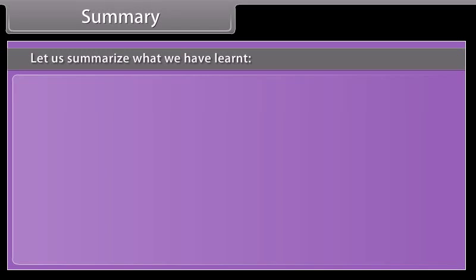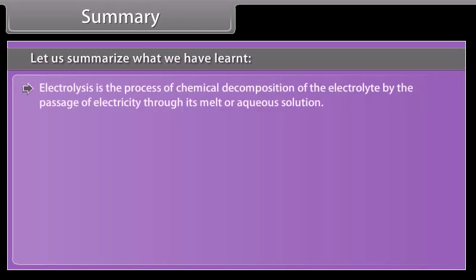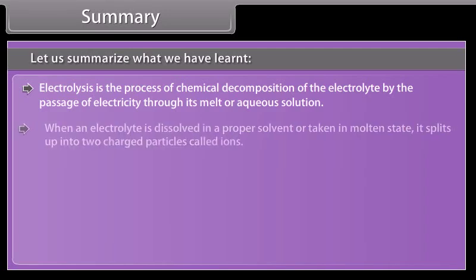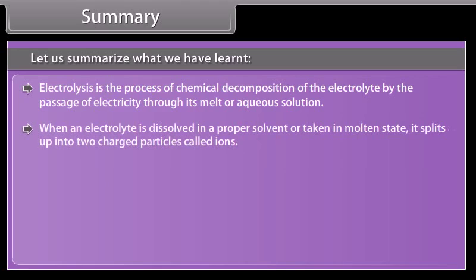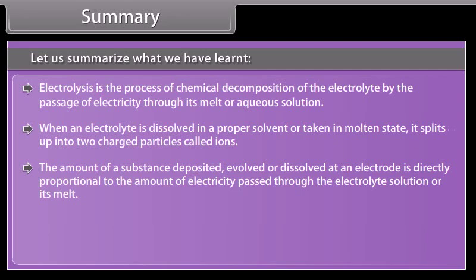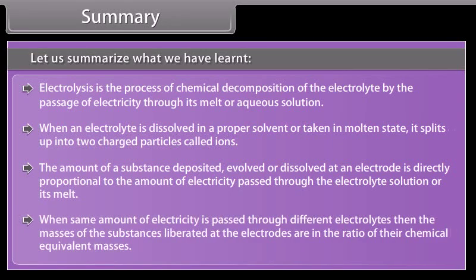Summary. Let us summarize what we have learnt. Electrolysis is the process of chemical decomposition of the electrolyte by the passage of electricity through its melt or aqueous solution. When an electrolyte is dissolved in a proper solvent or taken in molten state, it splits up into two charged particles called ions. The amount of a substance deposited, evolved or dissolved at an electrode is directly proportional to the amount of electricity passed through the electrolyte solution or its melt. When the same amount of electricity is passed through different electrolytes, then the masses of the substances liberated at the electrodes are in the ratio of their chemical equivalent masses.